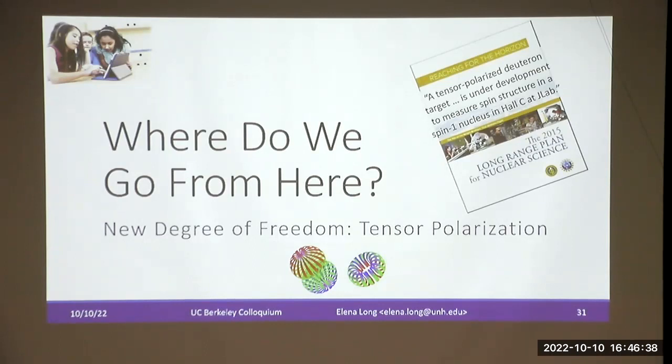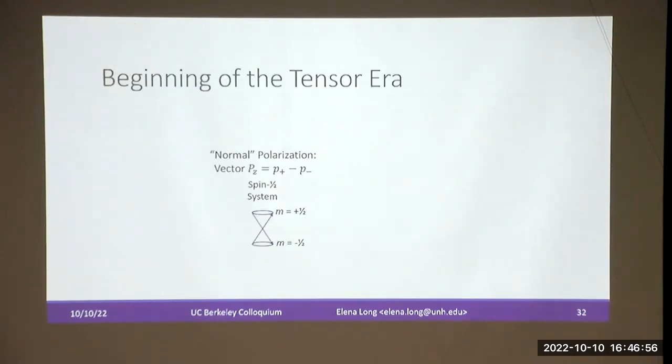From my perspective, since that first new degree of freedom of spin has completely changed our understanding of the proton and neutron, there's another degree of freedom, also related to spin, that I think can open up another new avenue. This is called tensor polarization. So what the heck is tensor polarization?